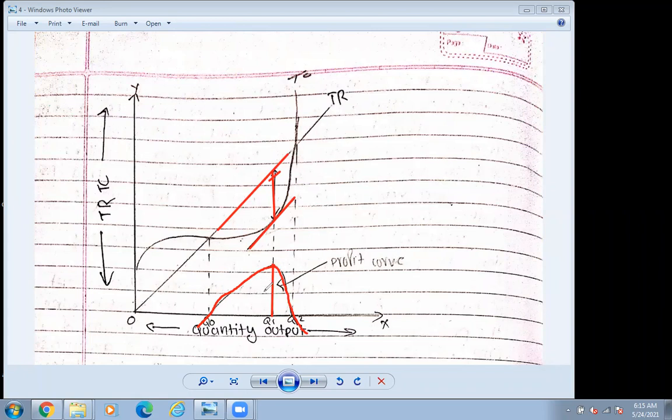Okay, no book shows this profit curve, it simply shows this, but it is better to show the profit curve because we can show how much profit we made. Okay, do you understand or not? Okay, so make the S shape, so make the TR curve.